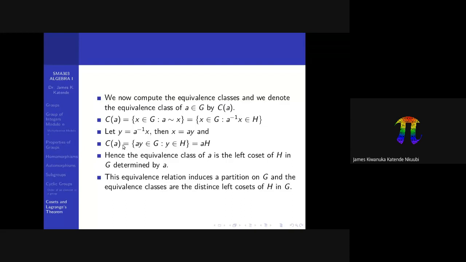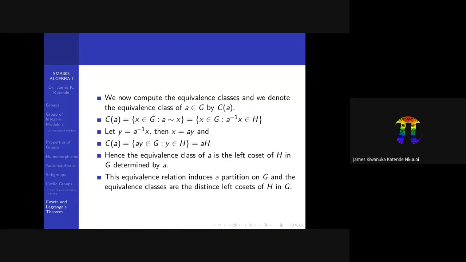But now this is precisely the definition of a left coset of H determined by A. So basically what we are claiming here is that the equivalence class of A is just the left coset of H determined by A. So that's how you obtain the equivalence classes.